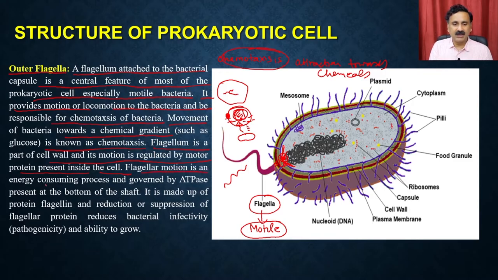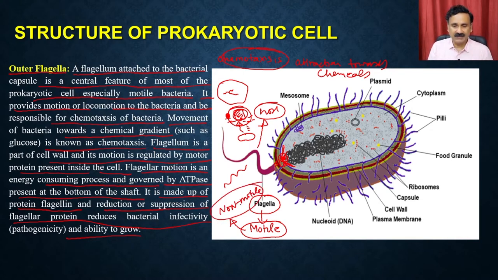And the flagellar motion is an energy consuming process and it is governed by the ATPase present at the bottom of that particular shaft. It is made up of the protein which is called flagellin, and the reduction or the suppression of the flagellar protein reduces the bacterial infectivity and ability to grow. Some bacteria also use the flagellum for reaching the host, and that's how they can be infectious. So if you reduce the production of this flagellin protein, and somehow compromise the flagellar movement, you are going to make the bacteria non-motile, and that's how the bacteria is going to lose its ability to infect, and they will not cause the disease.